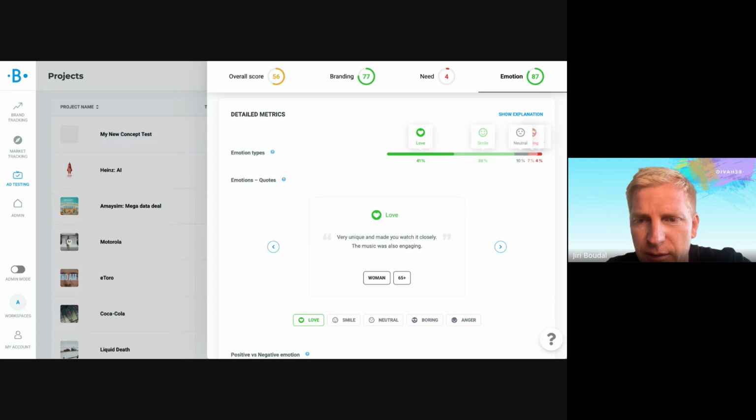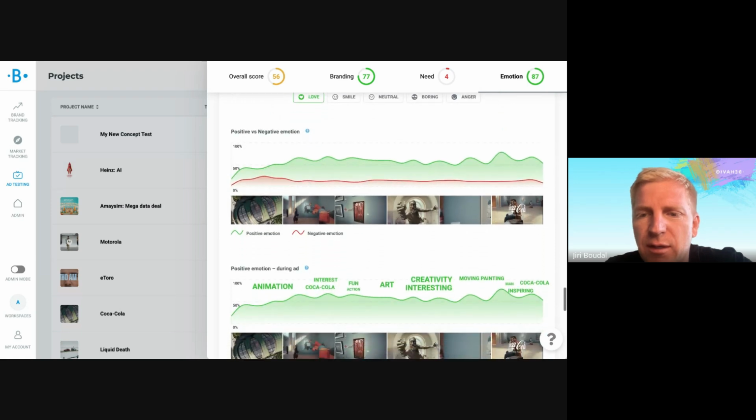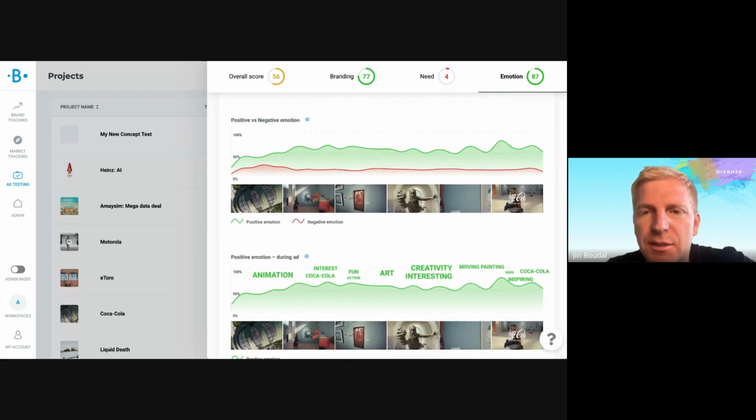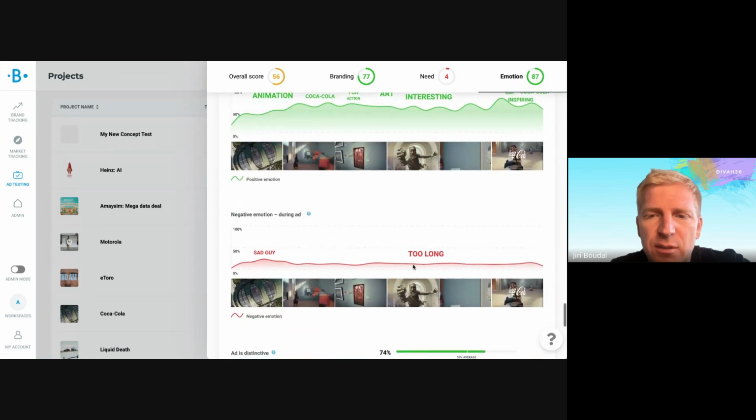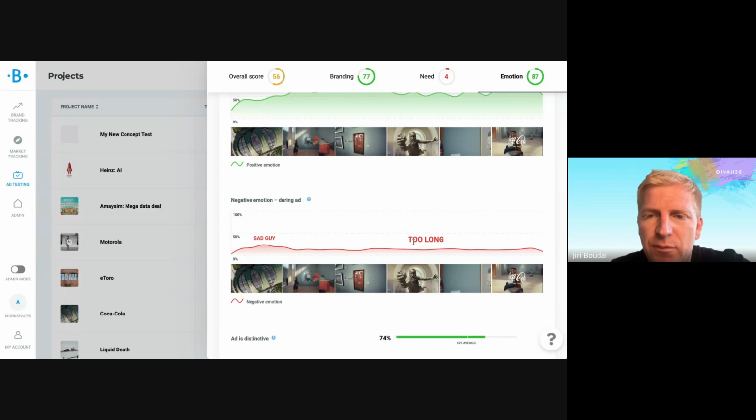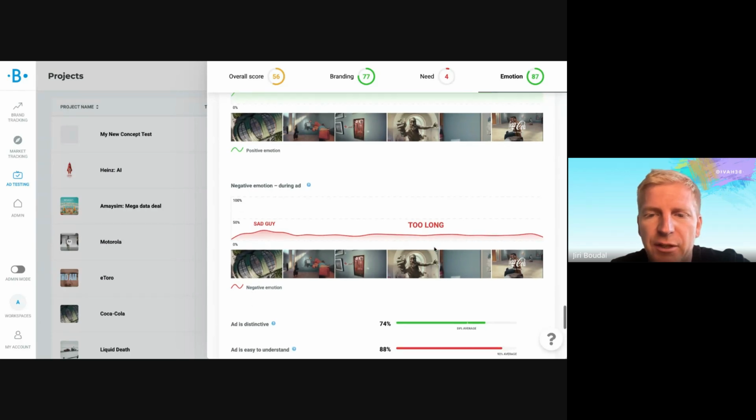Very unique music. I was thinking that it's a little bit too long, that it's maybe going to be repeated, but no. When an ad wears out, you typically see the positive emotion going slowly down and the negative emotion going up. But people say too long, boring. You can see there were people like this, but it wasn't many of them. So actually, maybe it was a good thing to have it as long as it was.